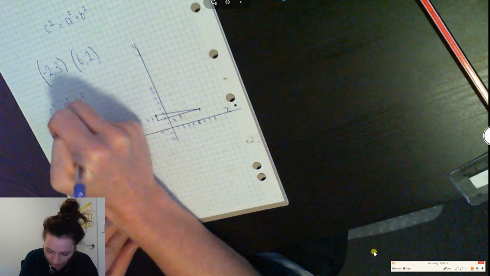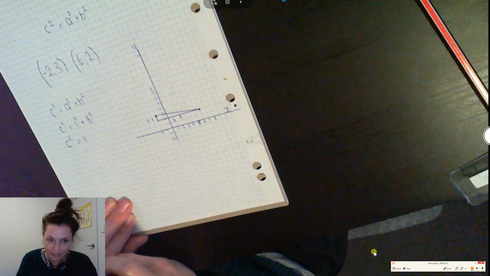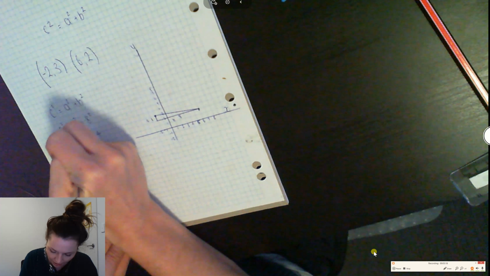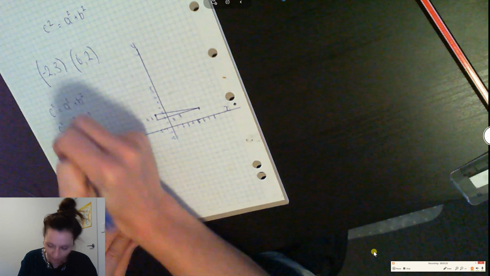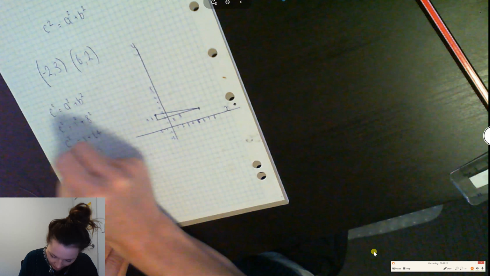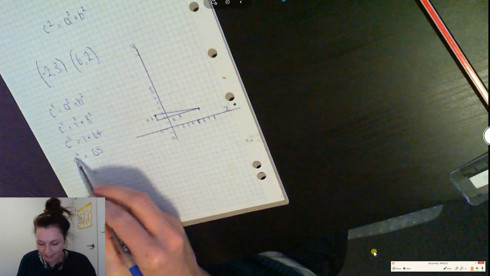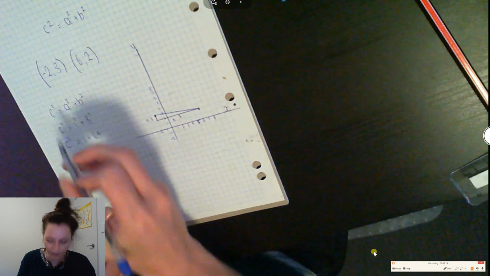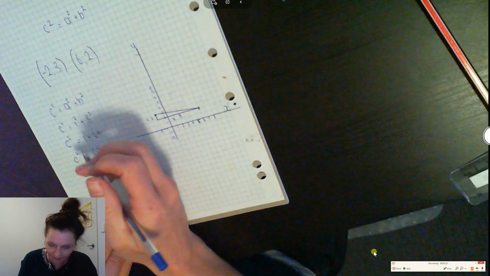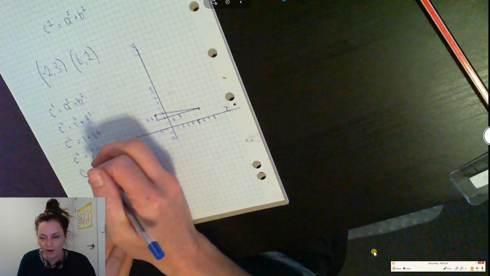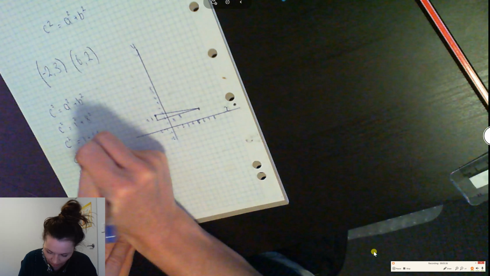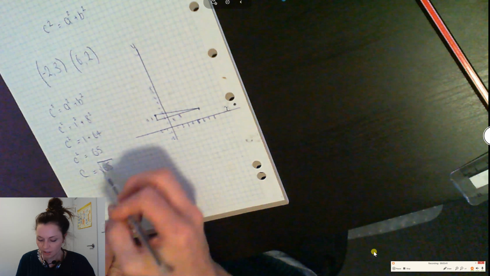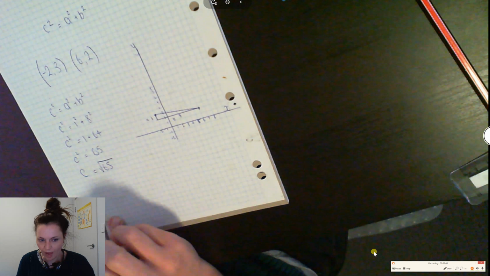1 times 1 is 1, and 8 times 8 is 64. 1 add 64 is 65. Then we need to cancel out that square, so we find the square root, because squaring and the square root are inverse operations. So we'll go square root of 65. That's a totally acceptable answer, and in fact it's more accurate.